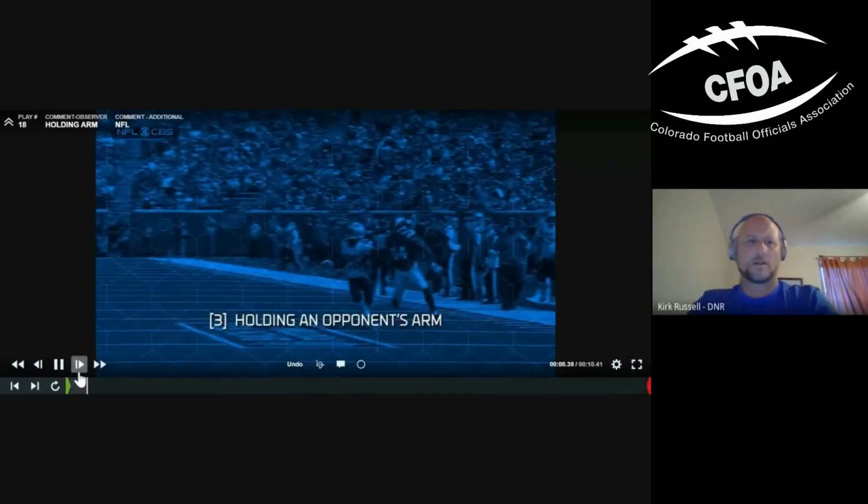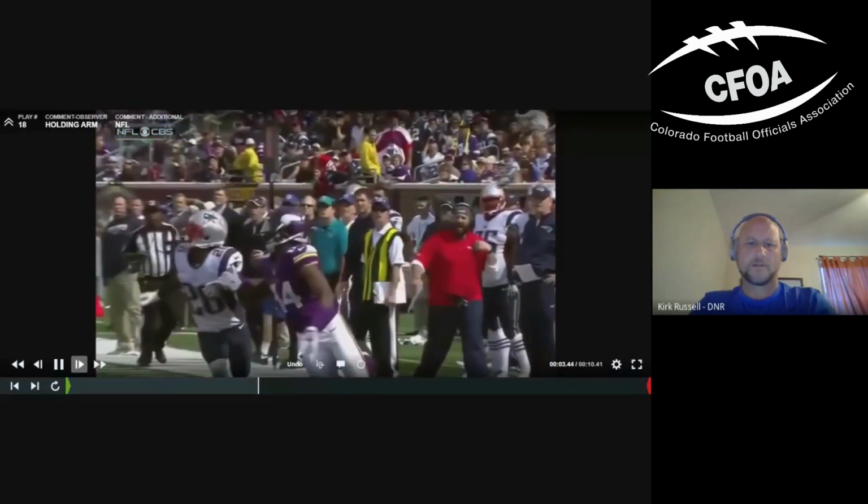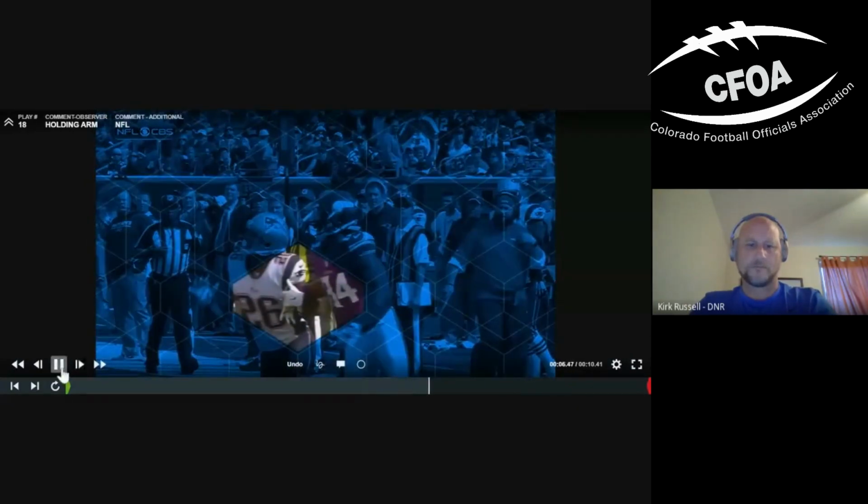Let's go to the next one. Grabbing an opponent's arm in a way that restricts his opportunity to catch a pass.